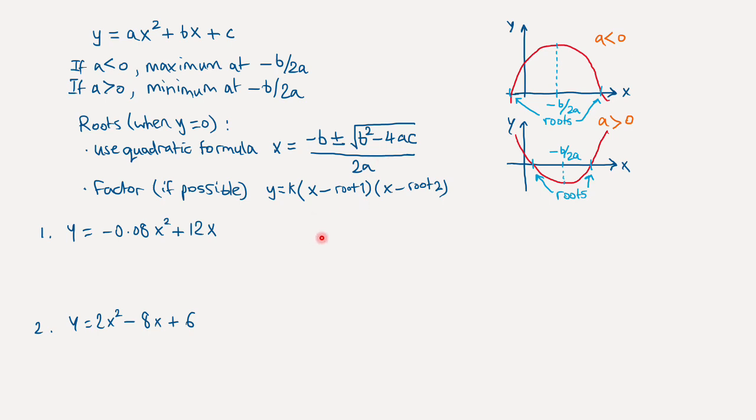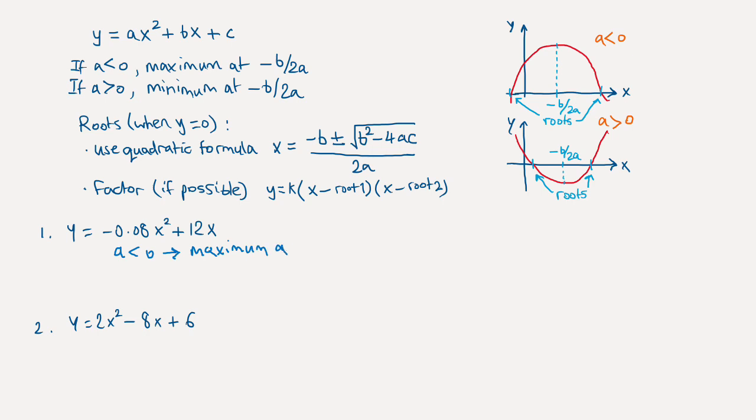Okay, so let's work with a couple of examples to see how this all plays out in practice. So let's start with this first example here, y equals minus 0.08 x squared plus 12x. So we can see right away that a is less than 0, so that means that we're going to have a maximum.